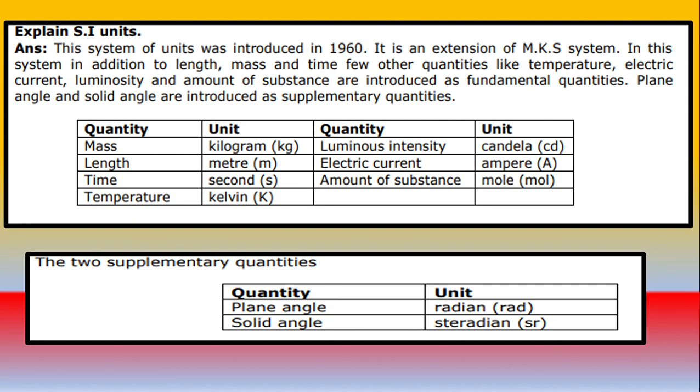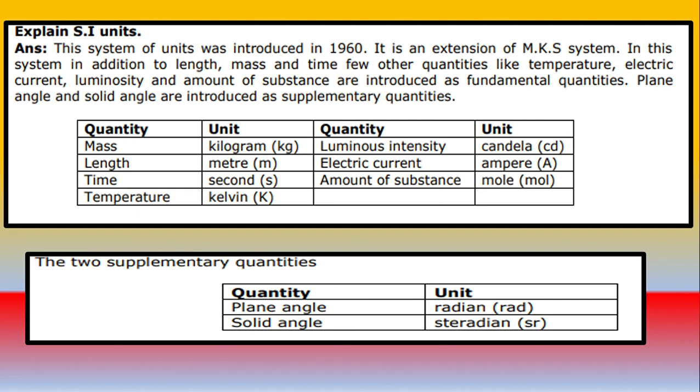Each has its own symbol, mostly a small letter. A few physical quantities have a symbol with a capital letter also. So we should follow particular rules when writing a symbol. Temperature kelvin, as I said, is a capital K. Like that we have so many physical quantities and derived physical quantities.